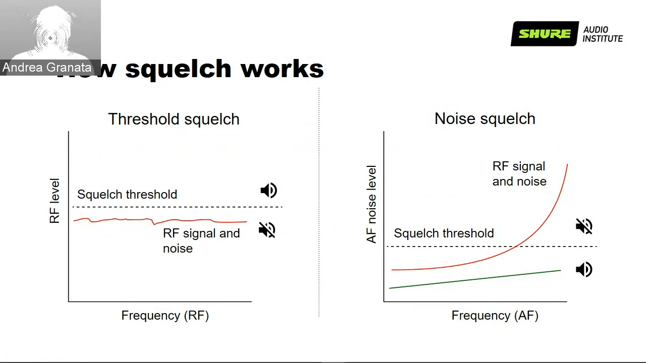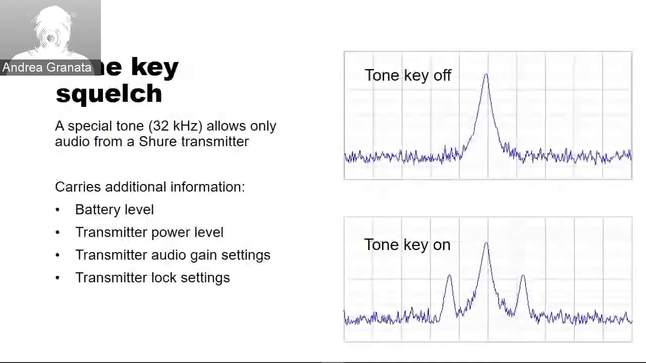Other than that, we also have the noise squelch, which is mostly, or at least partly, in use in in-ear monitor systems. We'll discuss in-ear monitor specific squelch later on. The most common for professional wireless is the tone key squelch. The tone key squelch is a tone, 32 kilohertz usually.